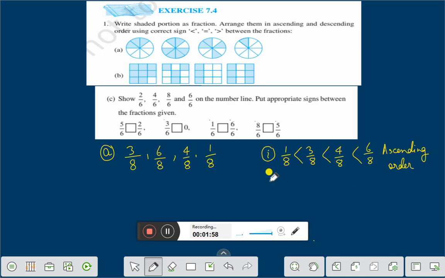Now we will represent it in descending order, that is 6 by 8 is greater than 4 by 8, 4 by 8 is greater than 3 by 8, and 3 by 8 is greater than 1 by 8. This is in descending order.